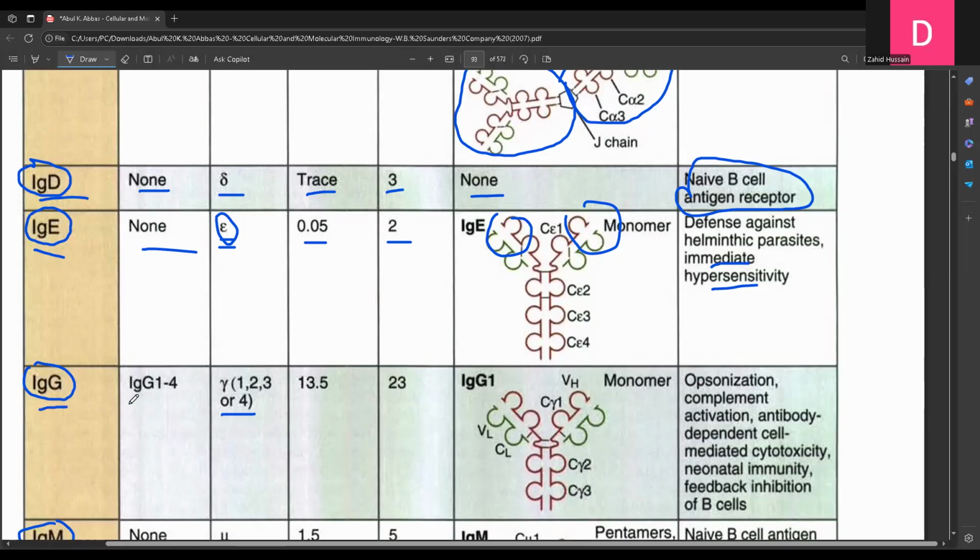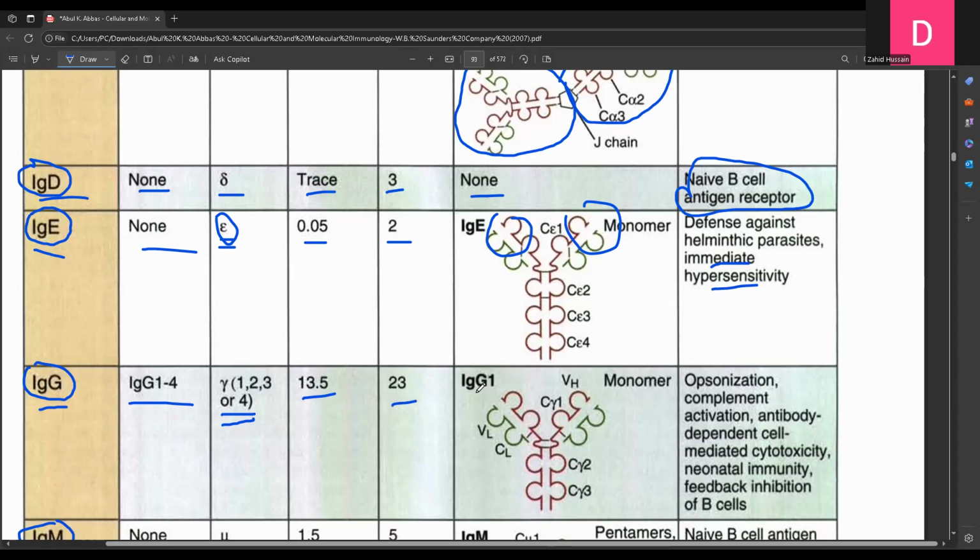IgG has 4 subtypes, that is IgG 1, 2, 3, 4, because there are 4 types of gamma chains: gamma 1, gamma 2, gamma 3, gamma 4. 95% of the amino acid sequence is similar. Just 2 or 3 amino acids will be different, but it will make them different, and it will change their abilities. The amount is 13.5 milligrams per ml. About 80% of the antibodies in the blood sera belong to IgG. And the half-life is about 23 days.